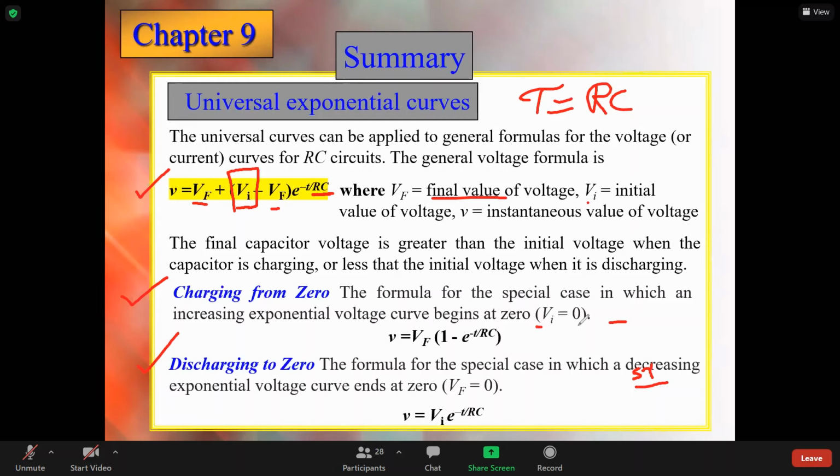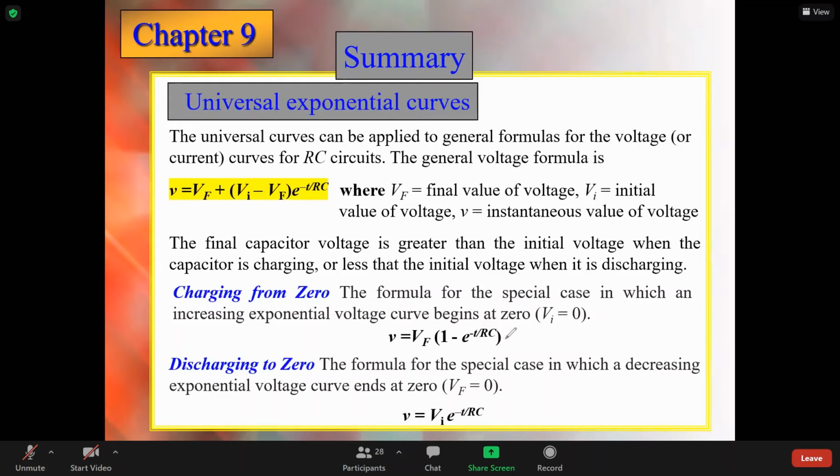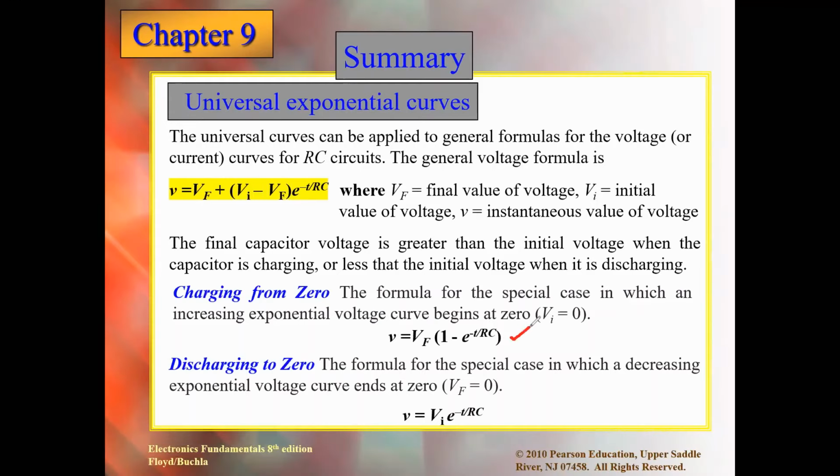So if we put Vi is equal to 0 in this equation, you will see Vf plus 0 minus Vf, and Vf will be common here. So we can take Vf common, so inside we will have 1 minus e raised to power minus t over RC. This is just the reduced form of the same equation. Even if you remember only that one, it is sufficient rather than memorizing two different equations. So it's up to you.